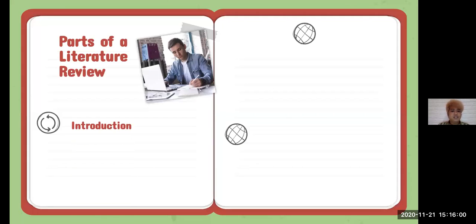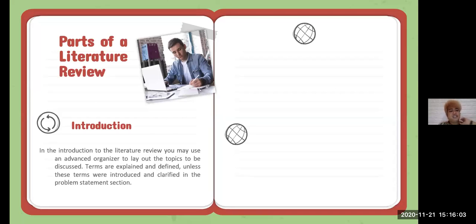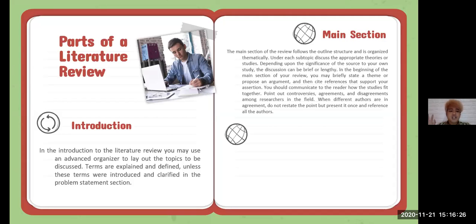So ito po yung parts, no? Introduction. Dito, ibibigay mo, you're just going to give an overview of what the literature review will be, what does it contain, no? And what is the inspiration why such review of literature was written. Okay, so terms are explained and defined unless these terms are introduced and clarified in the problem statement section. So natural, yung main section na is nandun na yung theme mo, doon mo na siya isusulat. Nandun na yung pinakamahabang part, yung mga scribbled notes mo, yung mga themes na sub-themes, sub-topics na sinulat mo, dito mo na siya ilalagay. Okay?